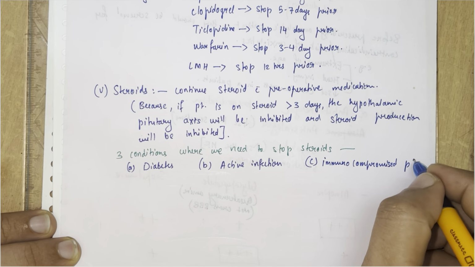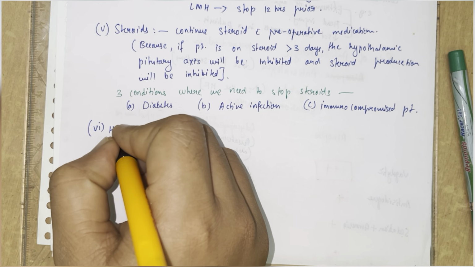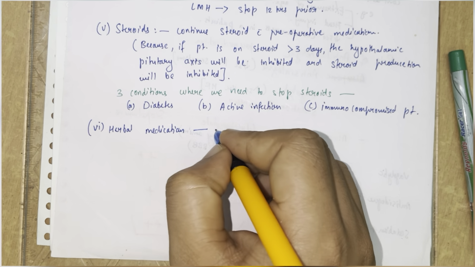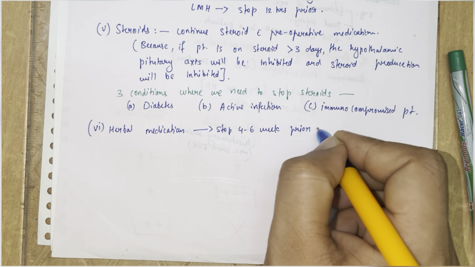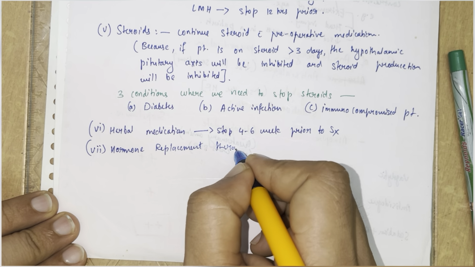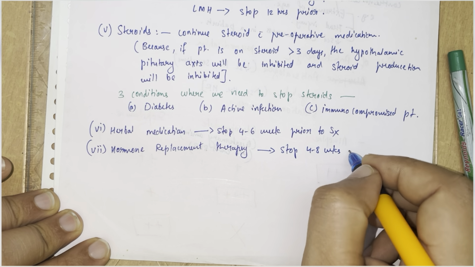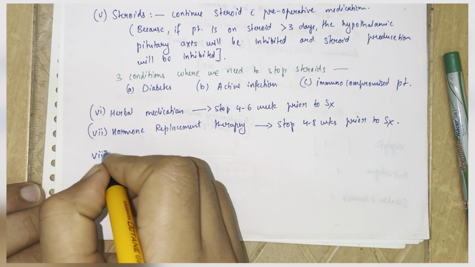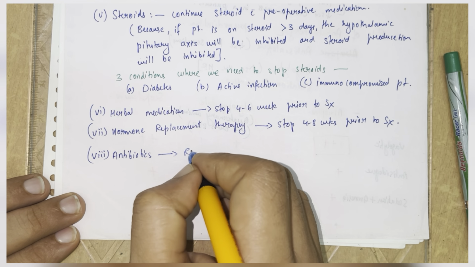Okay friends, now we talk about herbal medications. Herbal medications should be stopped 4 to 6 weeks prior to the surgery. Now, hormone replacement therapy. Any patient on hormone replacement therapy should have it stopped 4 to 8 weeks prior to the surgery.